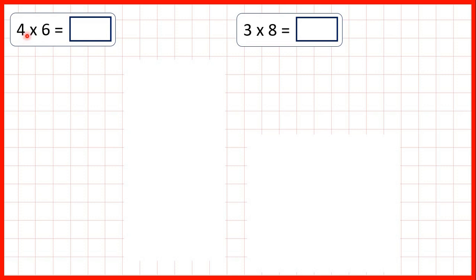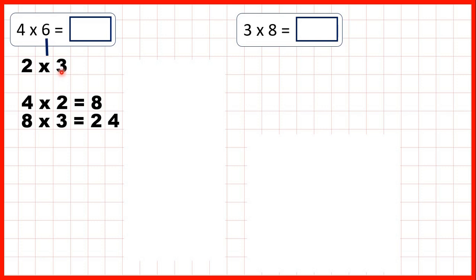To see why this works, to see why we can use factor pairs to multiply, let's take an easier question. So if we didn't know the answer to 4 times 6, but we did know that 2 times 3 is 6, we could work this out by first multiplying 4 by 2, so by the first number in the factor pair. Then we could take our answer and multiply it by 3, so by the other number in our factor pair, and that would give us the answer to 4 times 6.